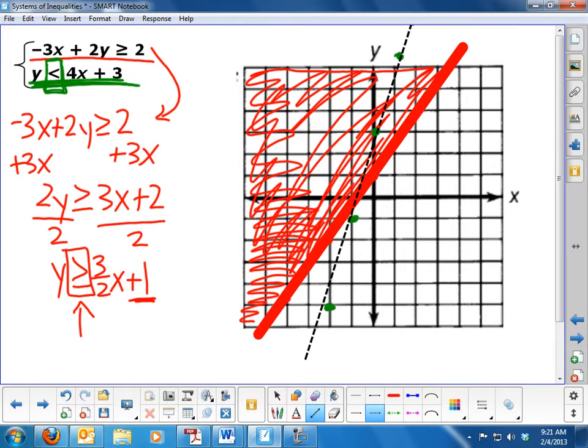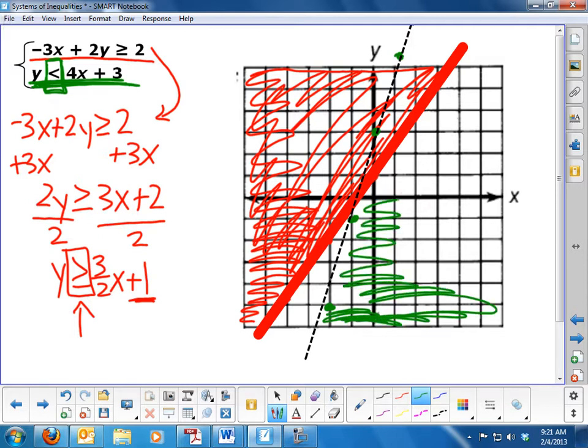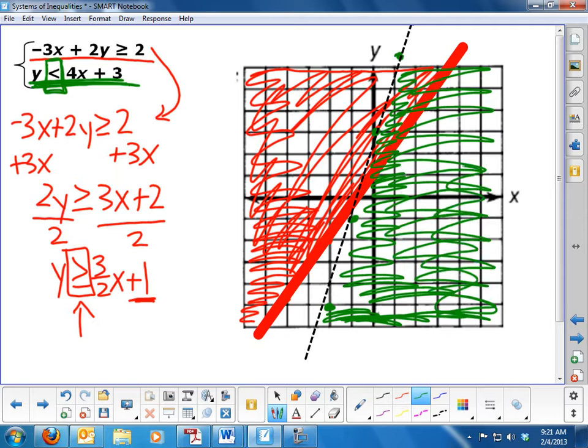I know that it is less than, so I'm going to be shading less than. That's everything below the line, everything from my dashed line below. Remember when we talked about inequalities, for this second inequality, since this is less than and not less than or equal to, and I have a dashed line, nothing on the line can be a solution. So when we talk about a system and what the solutions to a system can be, it's where both pairs of solutions are.